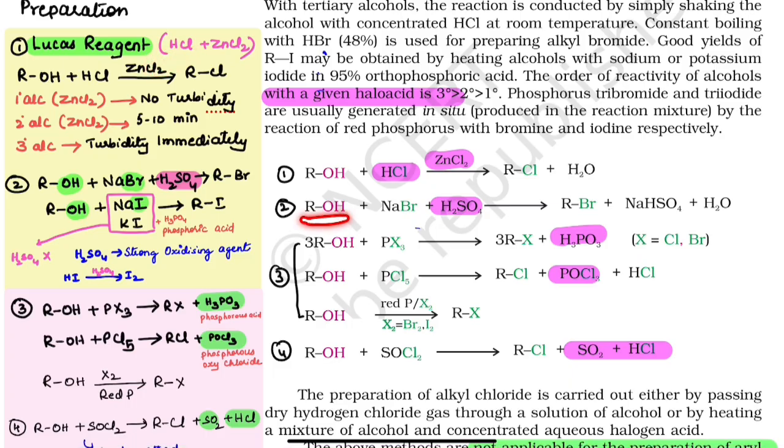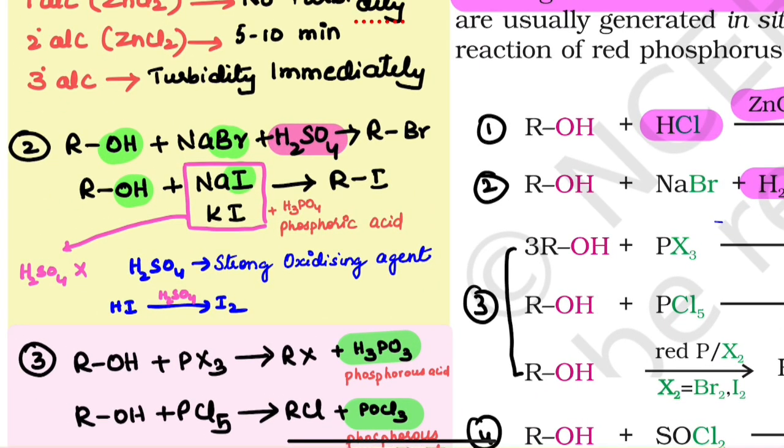Second is alcohol when you are treating with sodium bromide in the presence of sulfuric acid. Again the OH group will be replaced with Br, because here we are taking Br. And if you are taking NaI, sodium iodide, or potassium iodide, OH should be replaced with iodine. You will get RI. So here we are using sulfuric acid for NaBr. If you are using iodide, we have to use phosphoric acid. Phosphoric acid is H3PO4. Remember this formula.